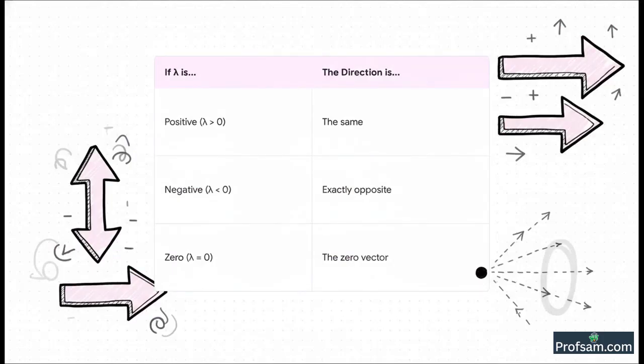Okay, and what about the direction? This table makes it super clear. If our scalar, lambda, is positive, the direction doesn't change at all. It's like a positive reaction to a video. It just gets bigger. But if lambda is negative, the direction flips by exactly 180 degrees. It becomes the complete opposite. And if lambda is 0, well, the vector just vanishes and becomes the 0 vector, basically just a point.